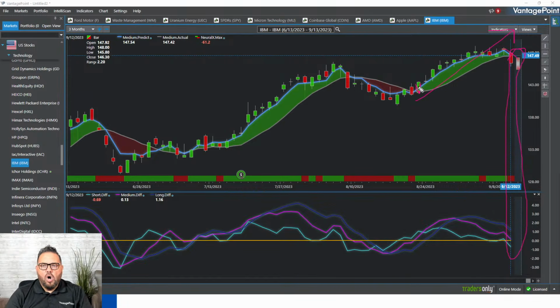Heck, if you bought a call back here when this crossover said it was expected to trend up, this is the software saying the majority of the indicators are indicating some bearishness on IBM. A profit-taking opportunity is upon us.